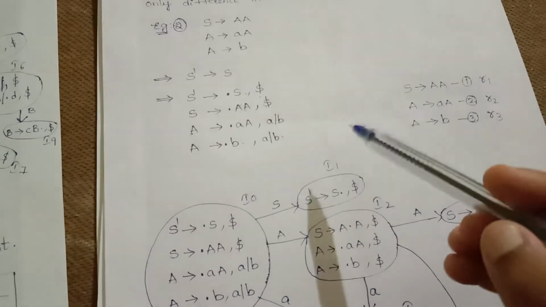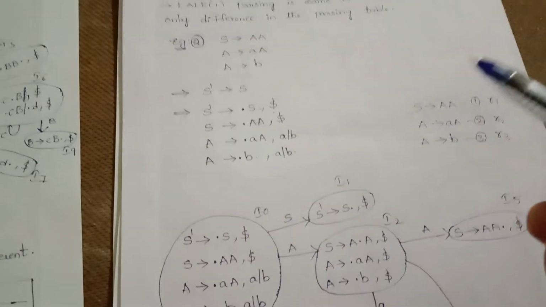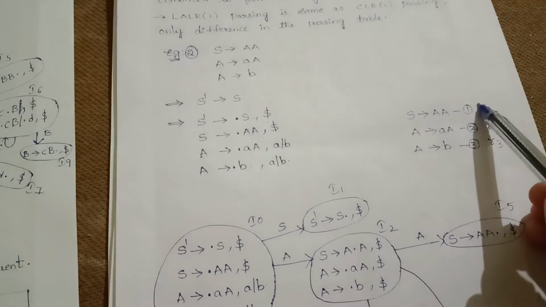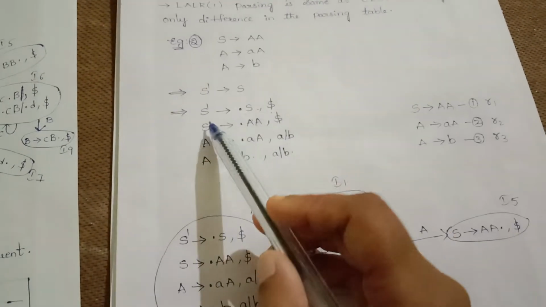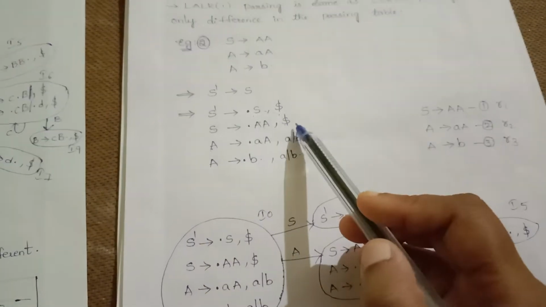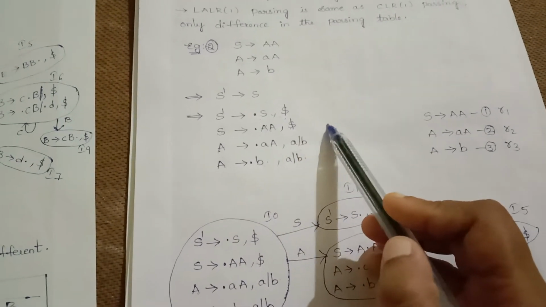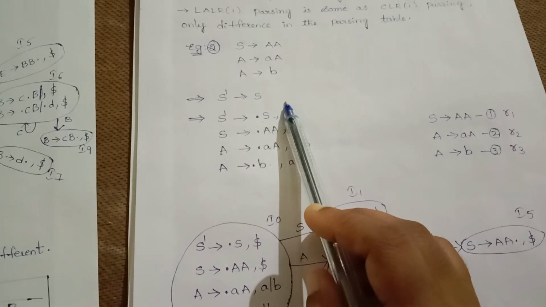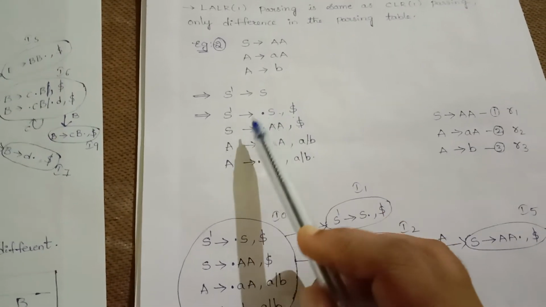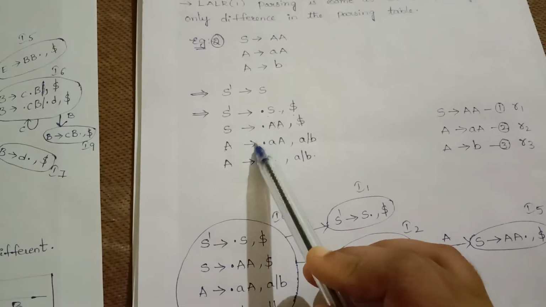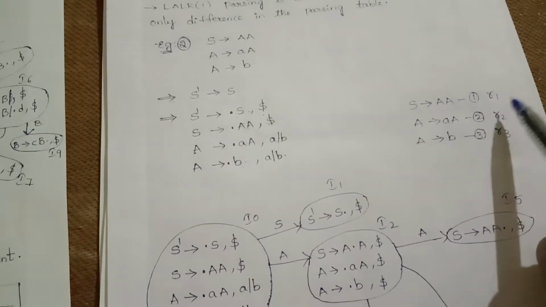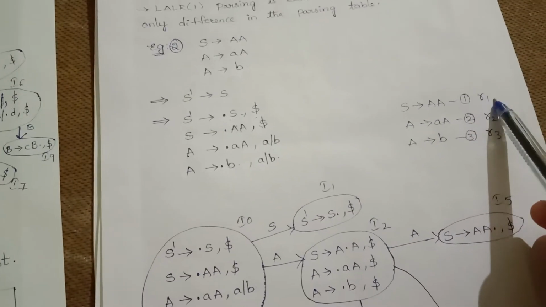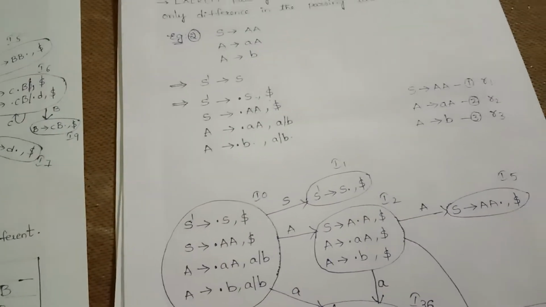And here I already said the difference will be in the parsing table. So we will write how we write the reduce operation. For the reduce operation, whatever productions we take, you need to assign numbers. We need to remove the augmented production, because for reduce we will not be using the augmented production. So the remaining S tends to AA, A tends to aA and A tends to b are assigned numbers 1, 2, 3 respectively, and we write them as reduce 1, reduce 2 and reduce 3.